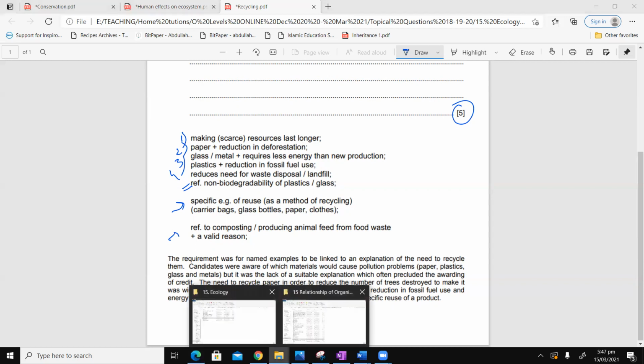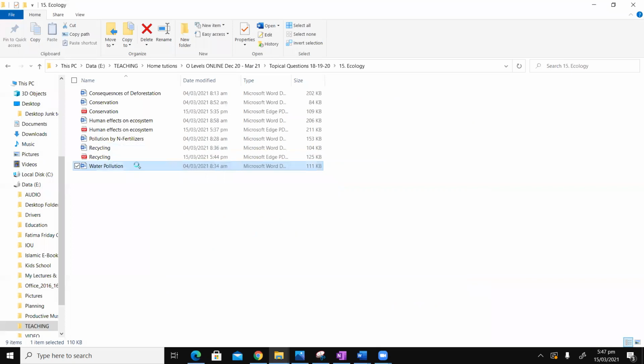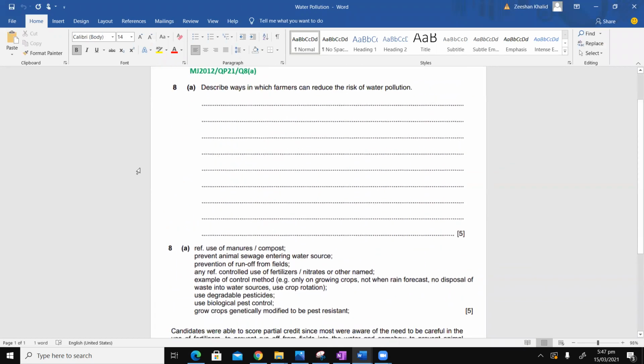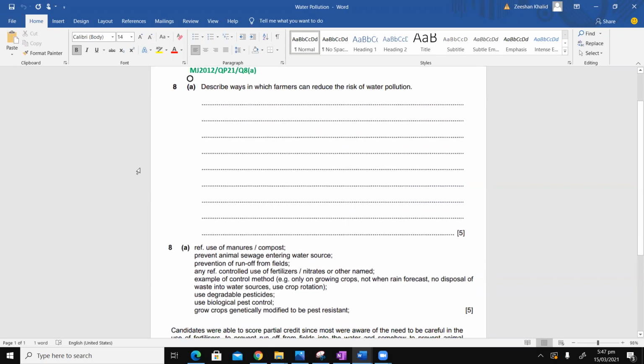All right. And then the last example that we're going to see is water pollution. I have some questions for that also. Again, it's a slightly old question, but worth discussing. Describe ways in which farmers can reduce risk of water pollution. Okay. Number one, reference to use of manures, compost, prevent animal sewage entering water source. One of the most interesting things I like about this topic is eutrophication. Okay, and I'm sure you know what eutrophication is.